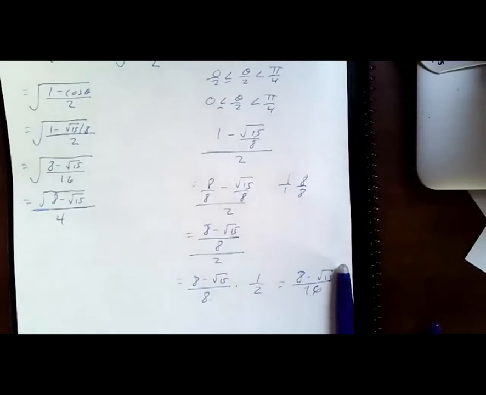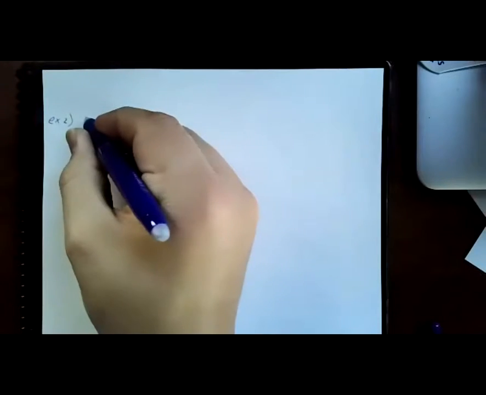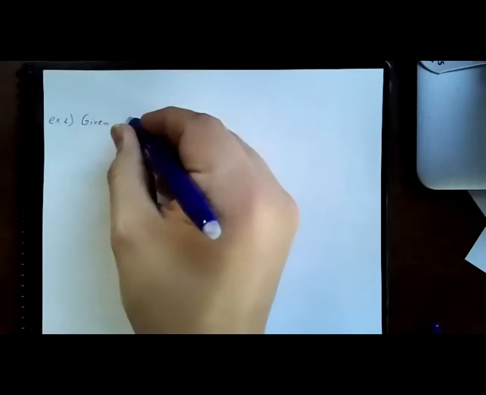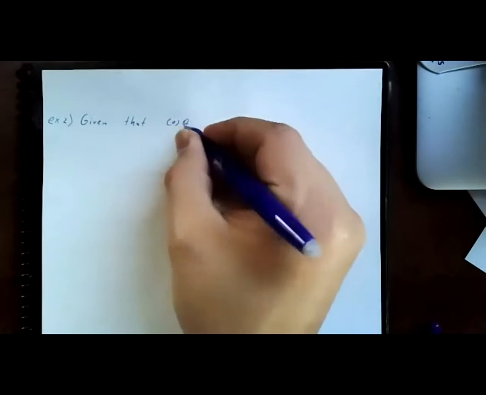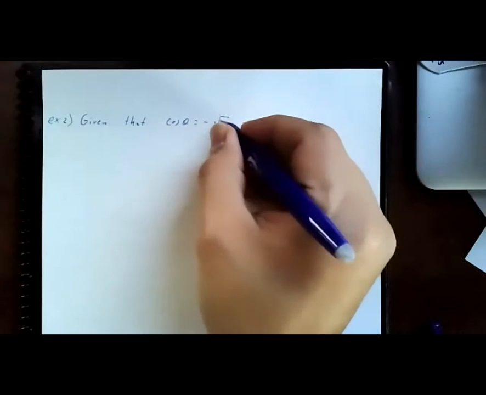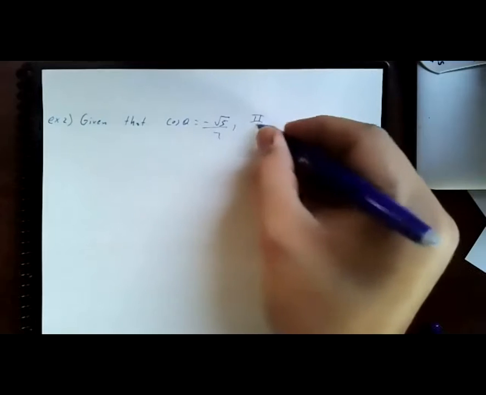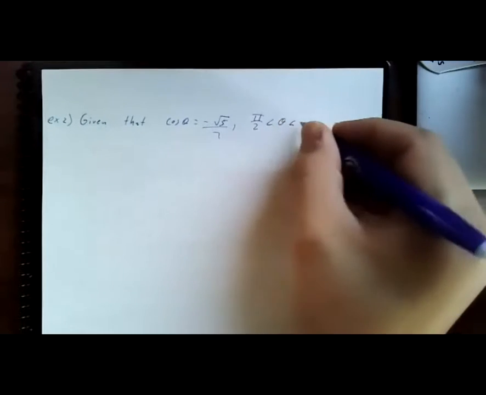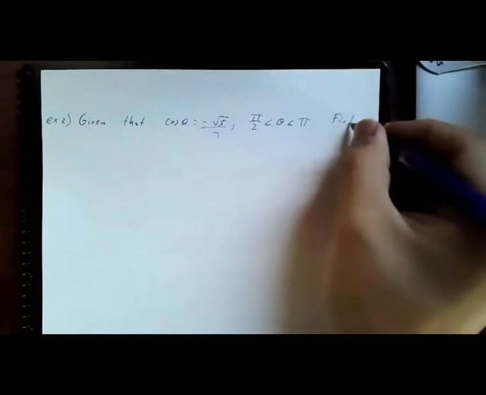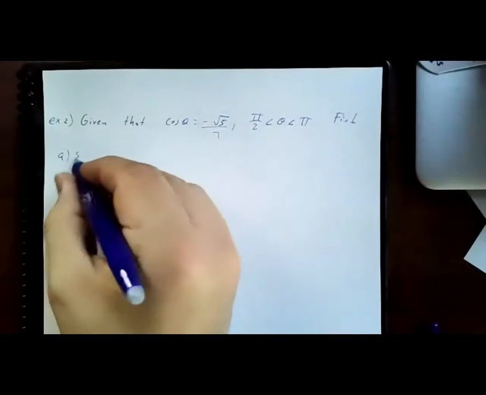All right, let's do another one that's similar. Given that cosine theta is equal to negative square root 5 over 7, and theta is between pi over 2 and pi, find the following. Part A, sine 2 theta.